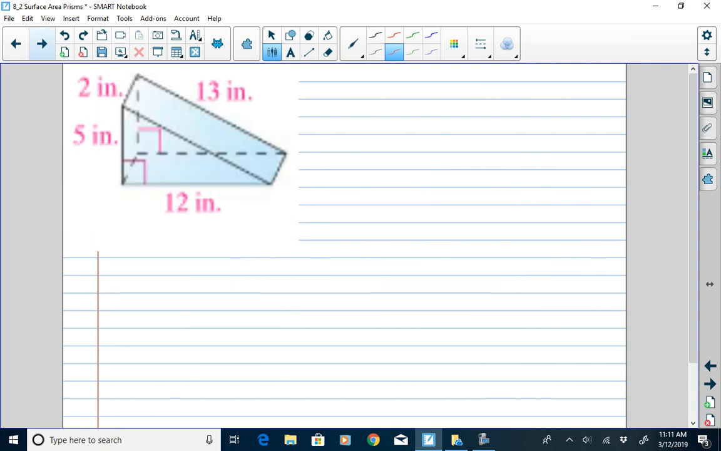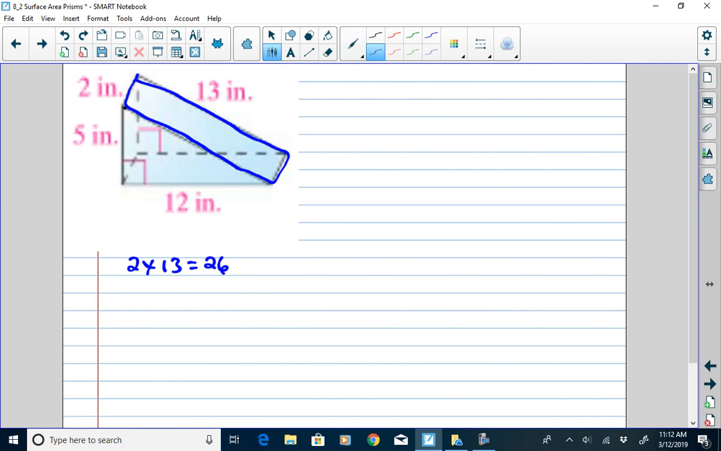All right, the last one we're going to do is a triangular prism. Let's decompose it into its shapes first. Let's do my rectangles first. So I'm going to start with this rectangle here. That rectangle looks like it's going to be 2 by 13. So I have a 2 by 13 rectangle. That's going to be 26.